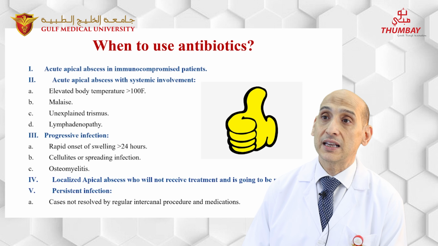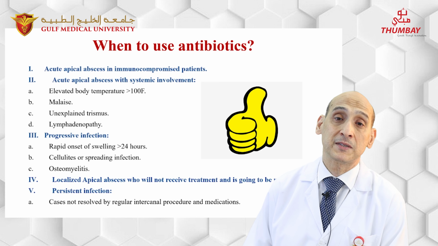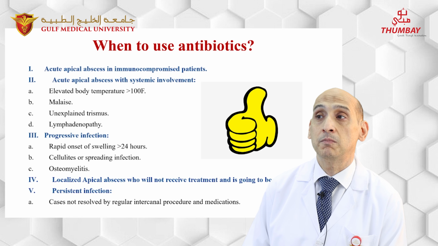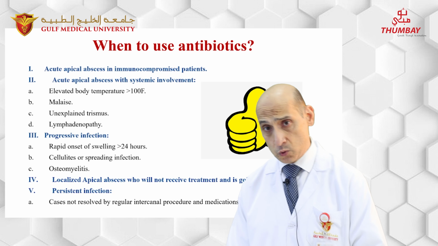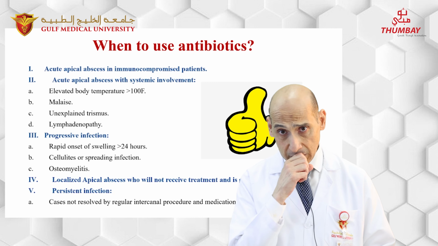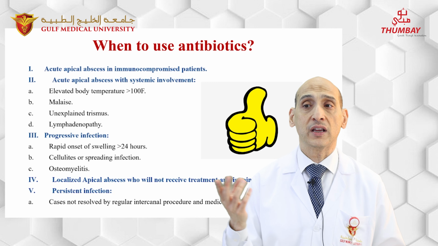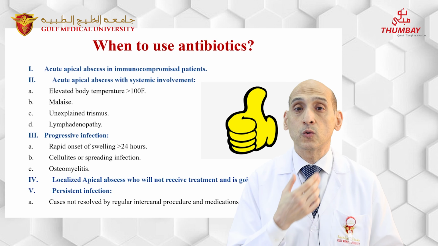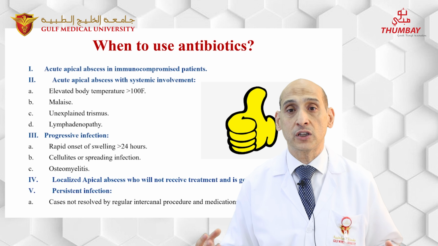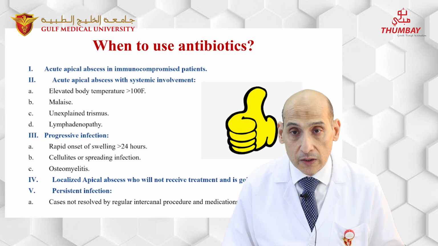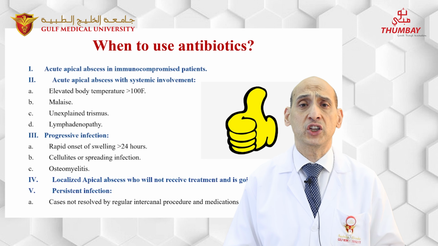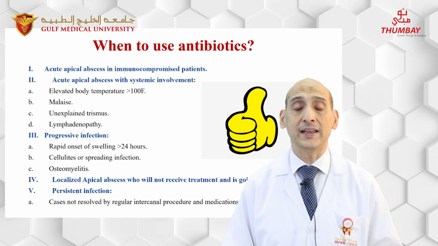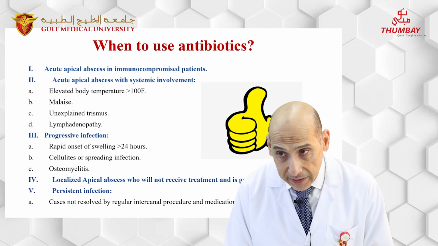Antibiotics can be given in cases of acute apical abscess in immunocompromised patients, not in every case. Also in cases with acute apical abscess if there's an elevation in temperature, lymphadenopathy, or trismus, which means extension of the infection to the muscles of mastication, or if there's a progressive infection like cellulitis or osteomyelitis, or rapid onset of swelling that is increasing very rapidly.